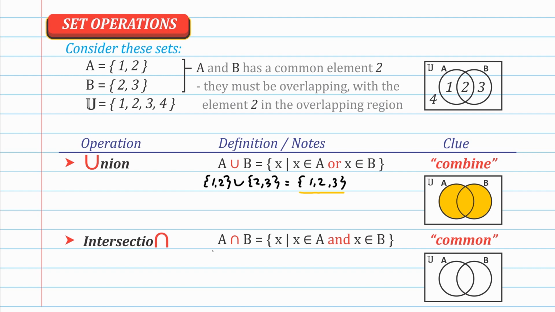Now, just to recall, sige, ilista natin yung elements ni A so that we can get the intersection niya with the elements ni B. So, elements ni A, we have 1, 2.